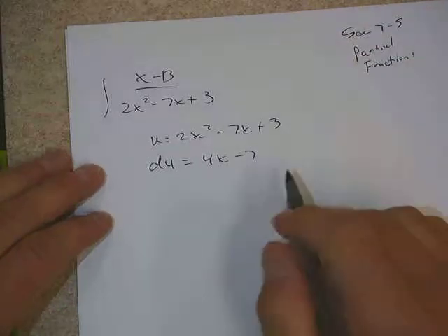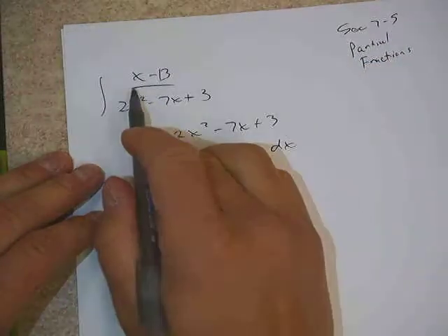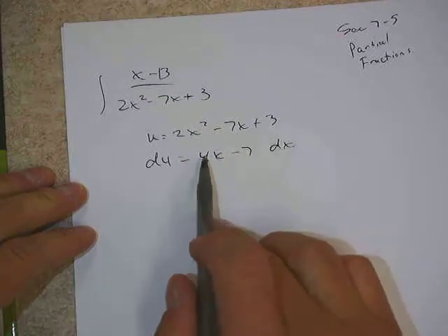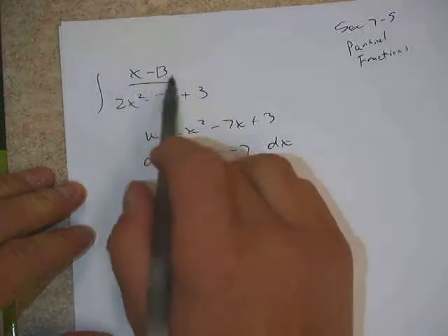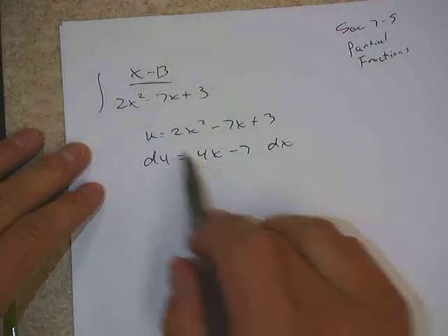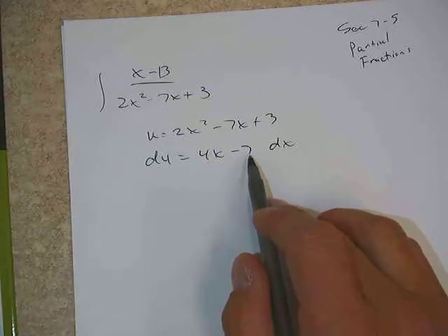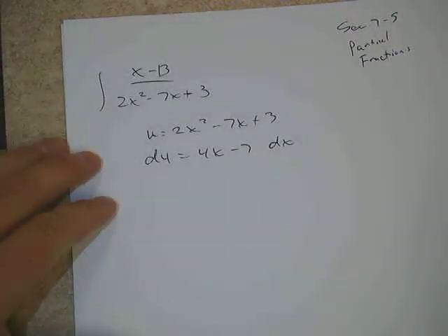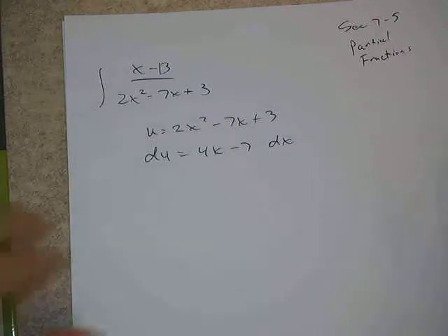Now here's the problem. With our 4x minus 7 and our x minus 13, there is no constant multiple that we can multiply this by or divide it by, if you will, to get x minus 13. It's just simply not going to work. The only way we can get x to be 4x is multiplying by a quarter, and if we multiply by a quarter, we certainly wouldn't get 13. So therein lies the problem. U substitution is not going to work in this situation.